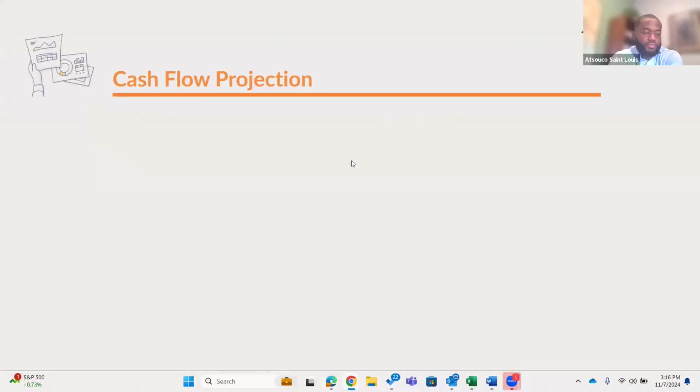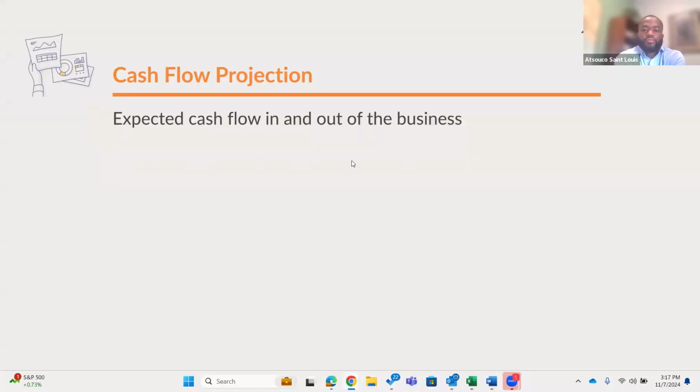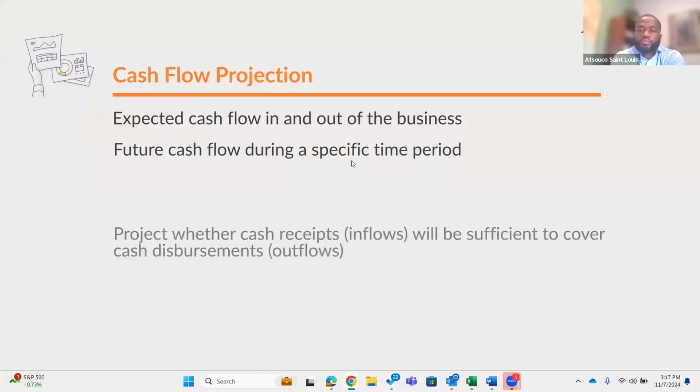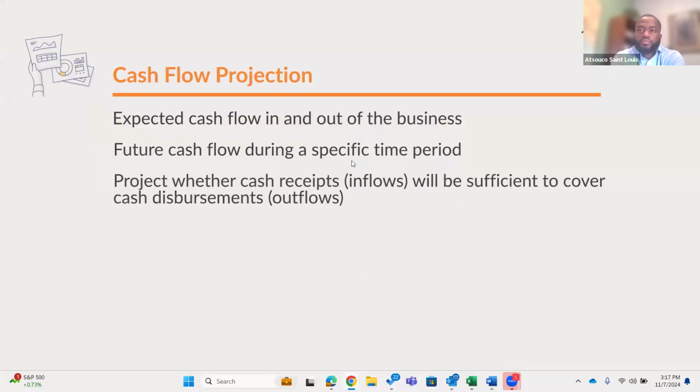Cash flow projections. A cash flow projection is a financial statement that tries to show how cash is expected to flow in and out of a business over a future period of time. A cash flow projection is used to see if projected cash receipts, inflows, will be sufficient to cover projected cash disbursements, outflows. In other words, a cash flow projection is a tool to help you manage your cash so you can pay your bills on a timely basis and keep the doors of your business open.